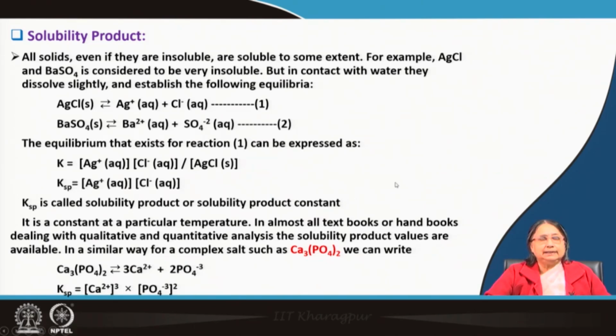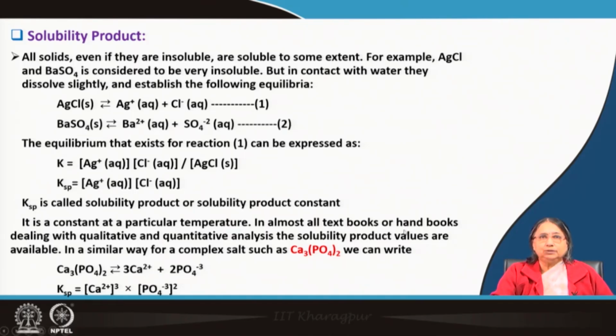We have seen the different ways we can express the equilibrium constant. For example, in case of acid dissociation we write Ka, in case of weak base dissociation we write Kb, in case of water dissociation we write Kw. Here also we write in that way; this is also an equilibrium constant, but we call it the solubility product and express it as Ksp. This is a very important term for chemical equilibrium. It is a constant at a particular temperature. All equilibrium constants are constants at a particular temperature.